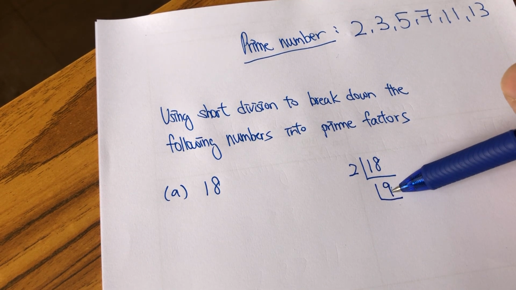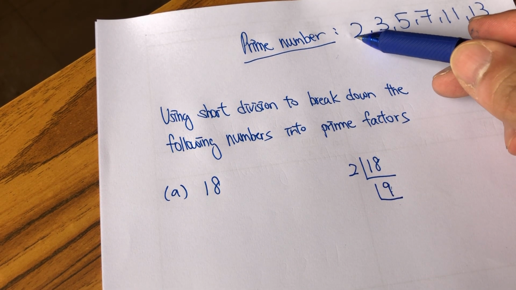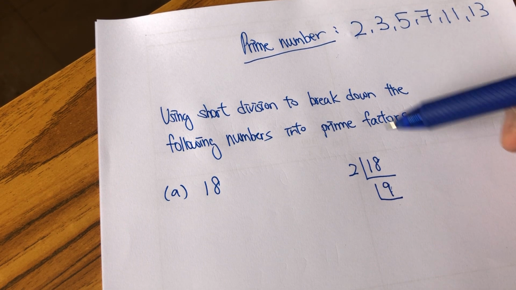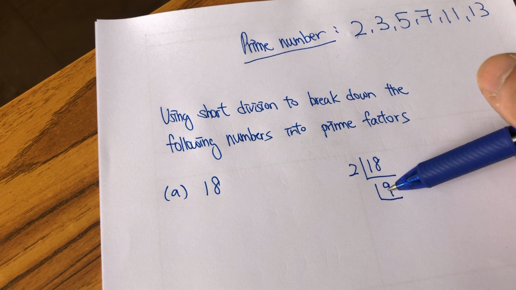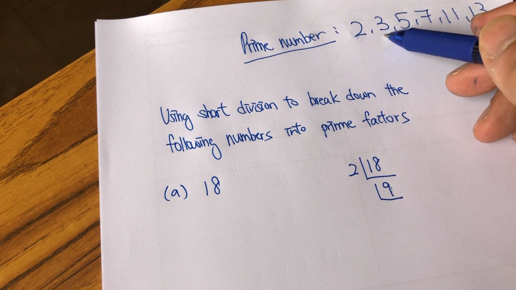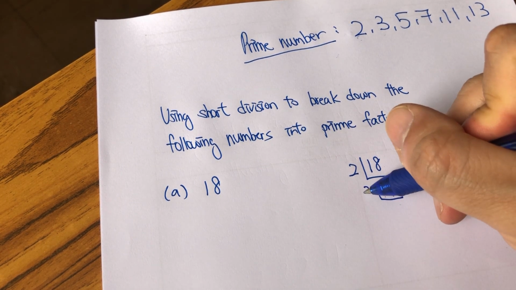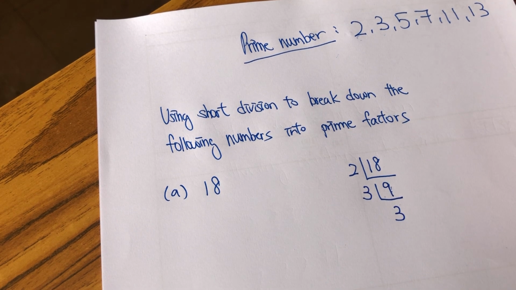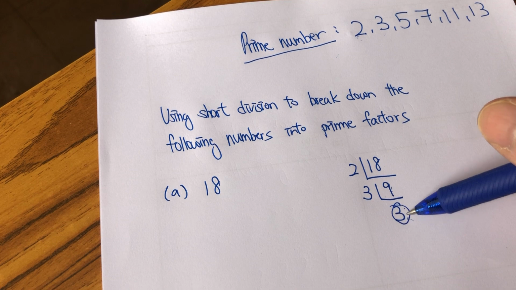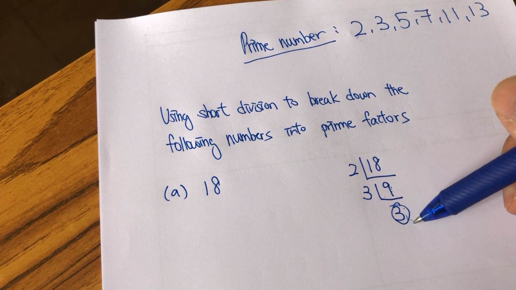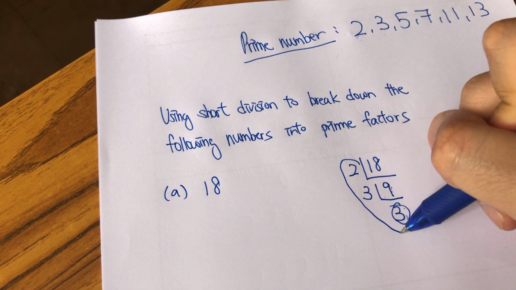So 9 is odd number. 9 could not be divided by 2. 9 divided by 2 will have a decimal number, 4.5. So it is not allowed. So you have to think of another prime number. What about 3? 9 divided by 3 becomes 3. So whenever you've got a prime number as a result, 3 is a prime number, you stop here. So this is the result.